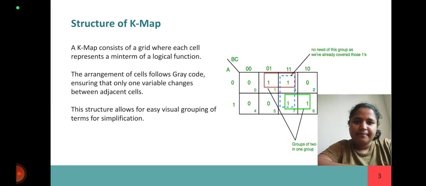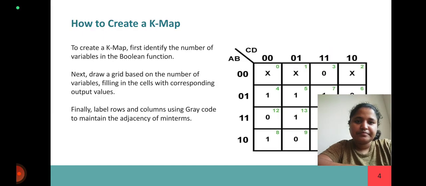Structure of K-map. A K-map consists of a grid where each cell represents a minterm of a logical function. The arrangement of cells follows the Gray code, ensuring that only one variable changes between adjacent cells. This structure allows for easy visual grouping of the terms for simplification.